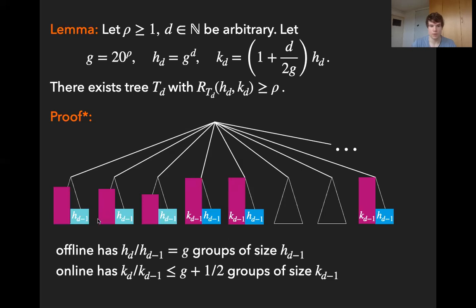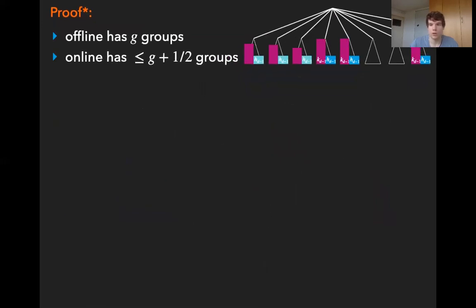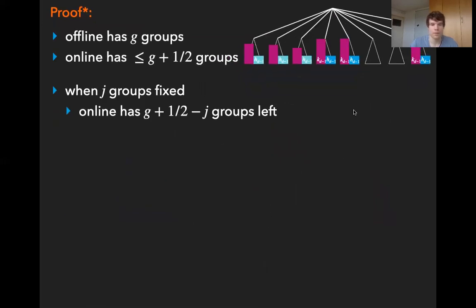So that's the goal. Here's just a typical situation in the middle of such a phase. How do we show this? Well, consider some situation when J groups are fixed. By fixed, I mean that we have played in these subtrees already, and we have therefore decided that there is an offline group in one of these J groups. Then there are KD minus 1 online servers in all of these groups.